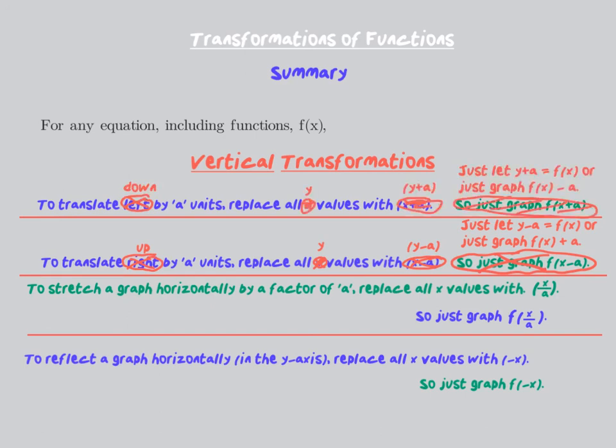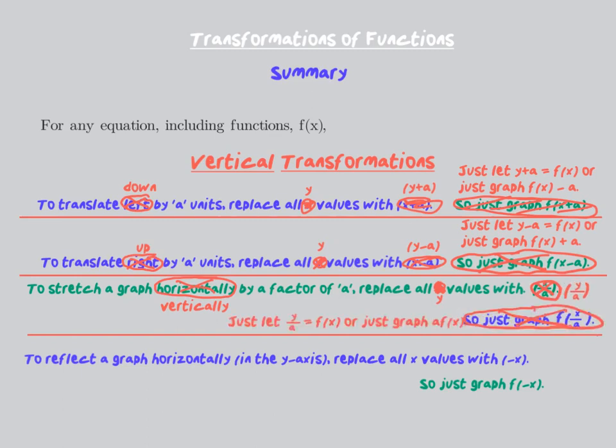To stretch something vertically, in other words, to make all the y values twice as large as what they were before without changing the x value, simply go to every y value in your equation and replace it with y divided by the amount that you want it stretched. So if you want it tripled, replace all your y's with y divided by 3. If you want it 1/3 of the size, then just multiply by 3, so y times 3, which is really the same as dividing by 1/3, of course.